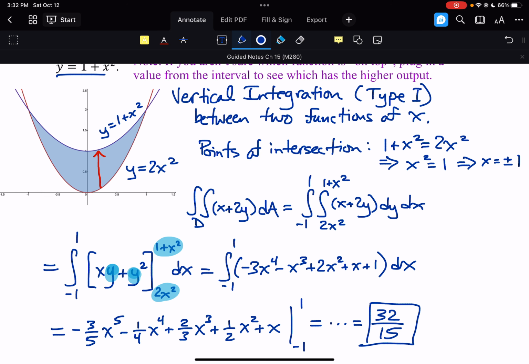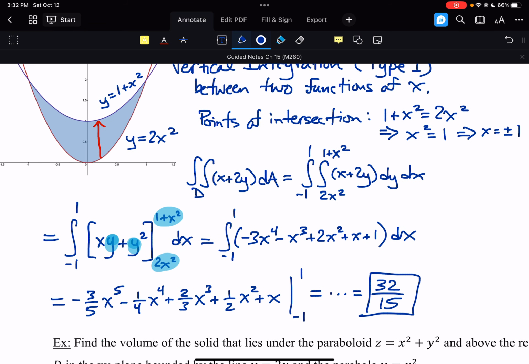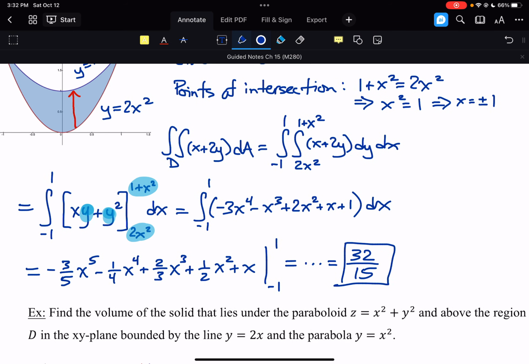So we set this one up using the vertical integration, and we were able to evaluate using our standard integration techniques. For this next example, and I'm not going to scroll all the way down just yet because we're going to look at it first. Find the volume of the solid that lies under the paraboloid z equals x squared plus y squared and above the region D in the xy plane bounded by the line y equals 2x and the parabola y equals x squared.